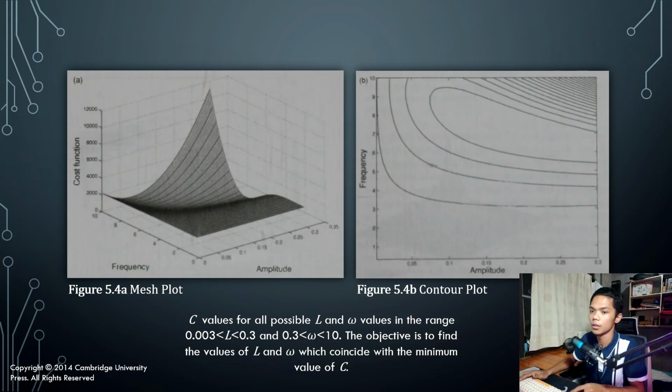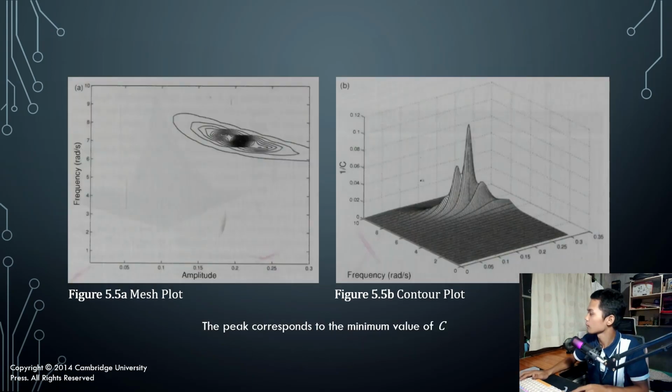I'll show you the graphs again. These are the C values for all possible L and omega values in the range. Again, L is between 0.003 and 0.3, and omega is between 0.3 and 10. The objective is to find the values of L and omega which coincide with the minimum value of C. You can pause the video right now to familiarize yourself with the graphs.